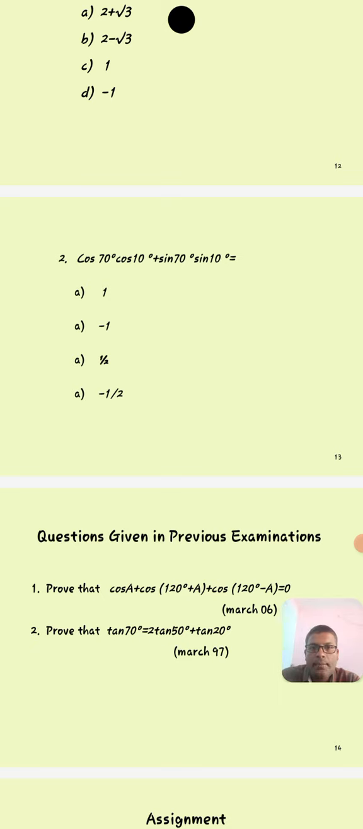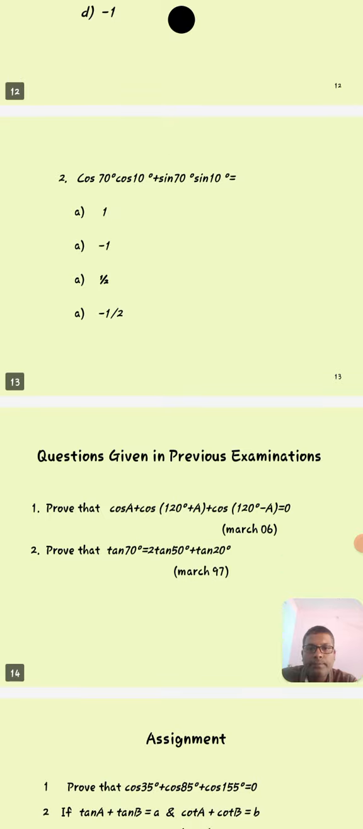So A represents 70 degrees, B represents 10 degrees. So cos of 70 minus 10 is equal to cos 60 degrees. What is the cos 60 degrees value? Cos 60 is 1 by 2. So the answer is 1 by 2, that is option C.